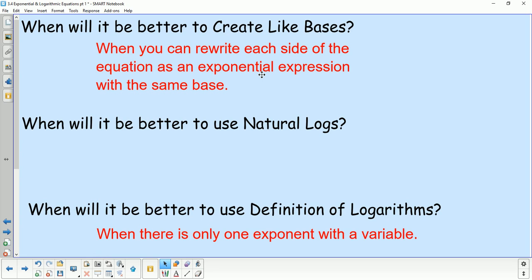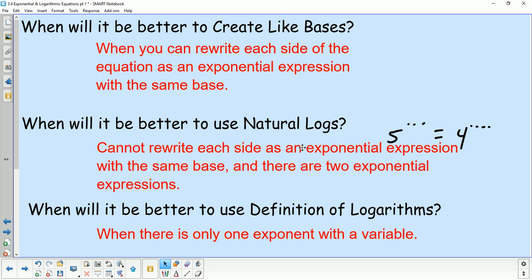If you can create like bases and solve that way, just set your exponential expressions equal to each other, your exponents equal to each other. If you cannot write them as like bases, like the one example we had, a base of 5 with something equals 4 with some exponent, since we couldn't create like bases, we're going to use natural logs.